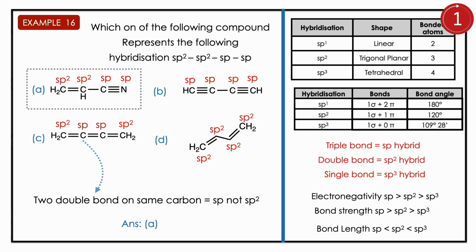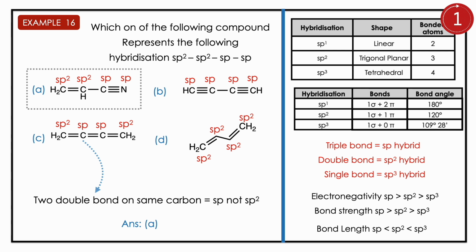So we should go by the carbons and find the hybridization. In compound A, the first carbon is double bonded, sp2, the second also double bonded, sp2, the third is triple bonded, sp. So it is our answer, but we have to eliminate B, C, D. In B, the first carbon itself is sp, the second also sp, the third and fourth also sp, all are sp, so that is not our answer.